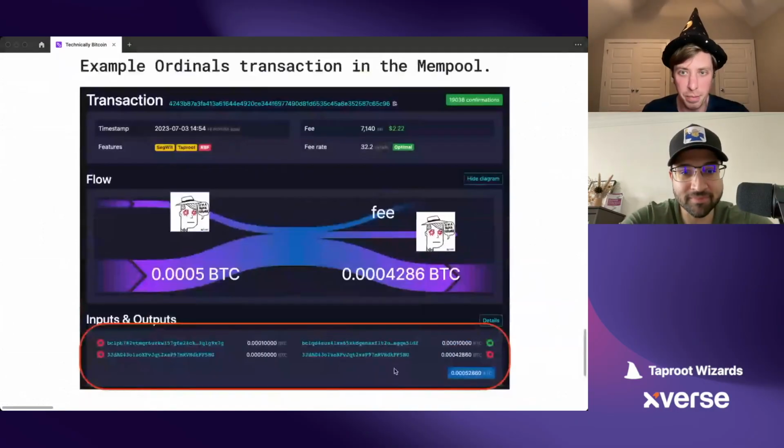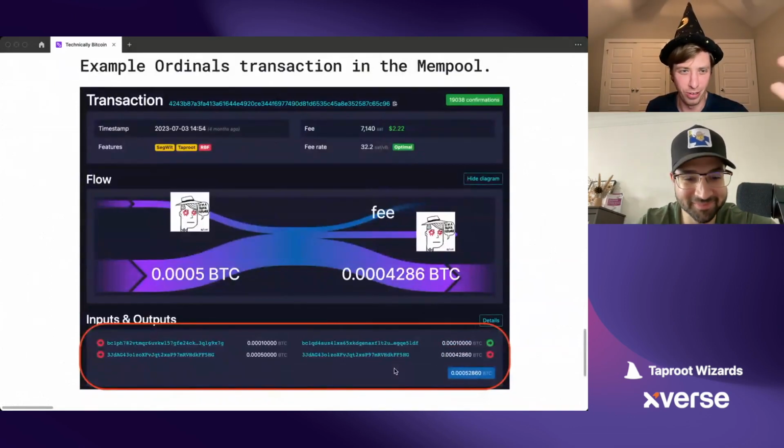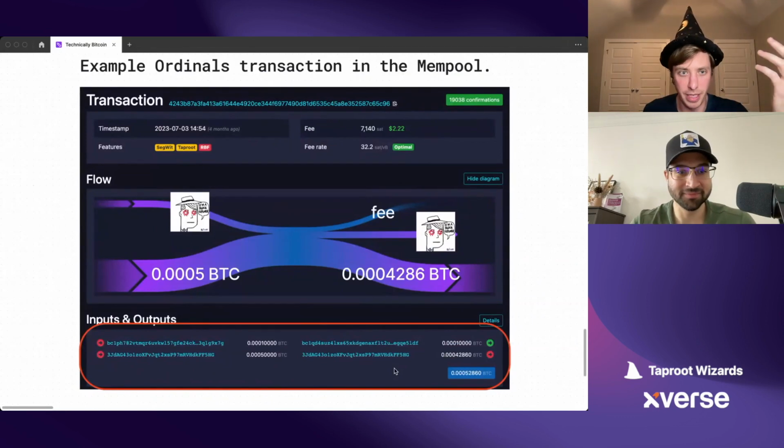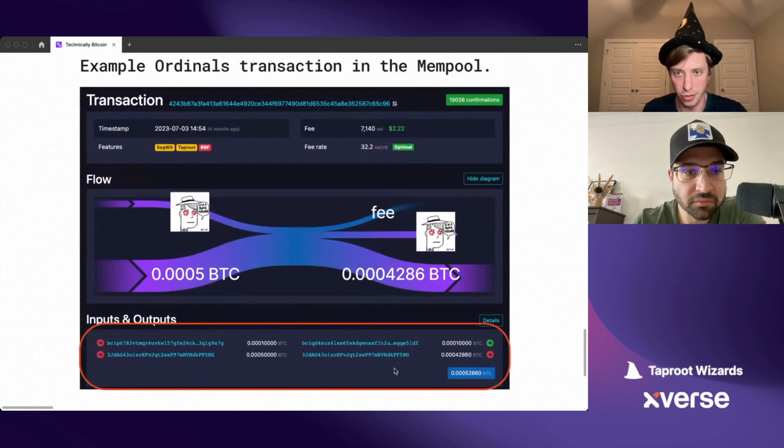This is an example Ordinals transaction in the mempool. It's real. Involves my favorite OMB. He's a block explorer, and that's why he's appearing in the mempool. He's doing some block exploring. It's a very simple transaction. It's just sending this ordinal from one address to another.